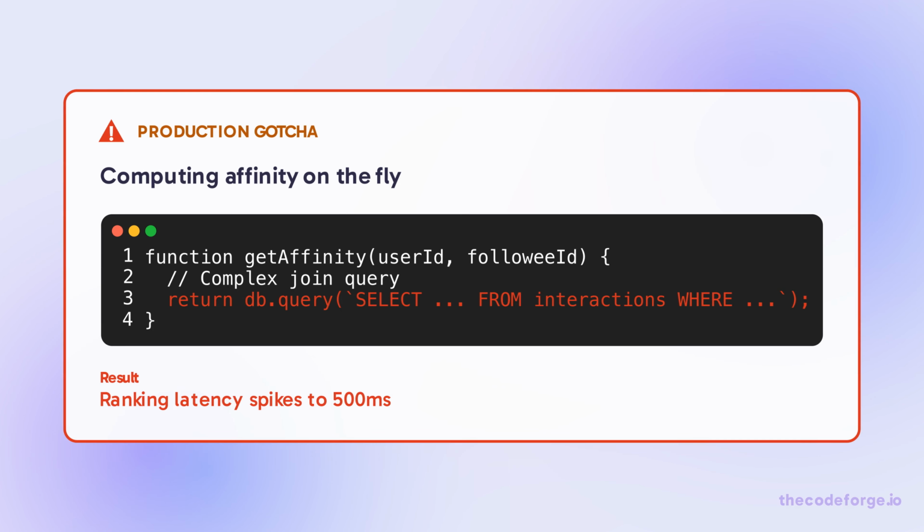Don't compute affinity on the fly. Run a daily batch job that calculates affinity scores for each user-followee pair and stores them in a cache. This reduces ranking latency from 500 ms to 10 ms.